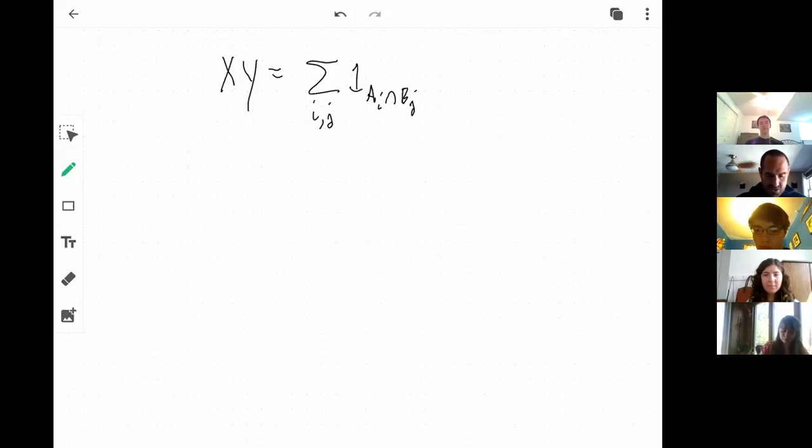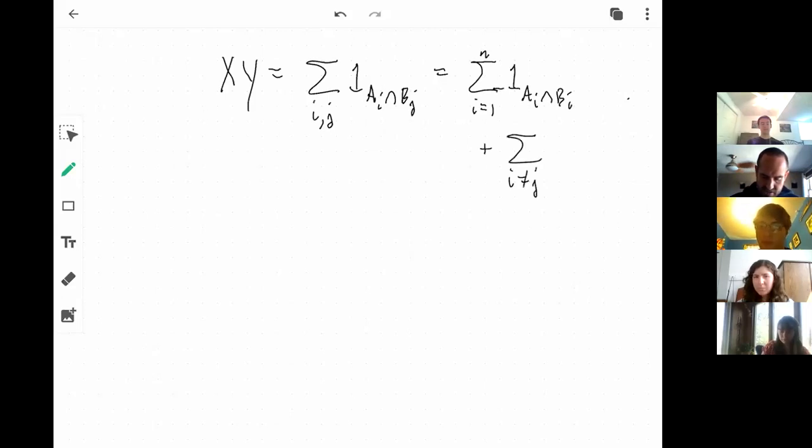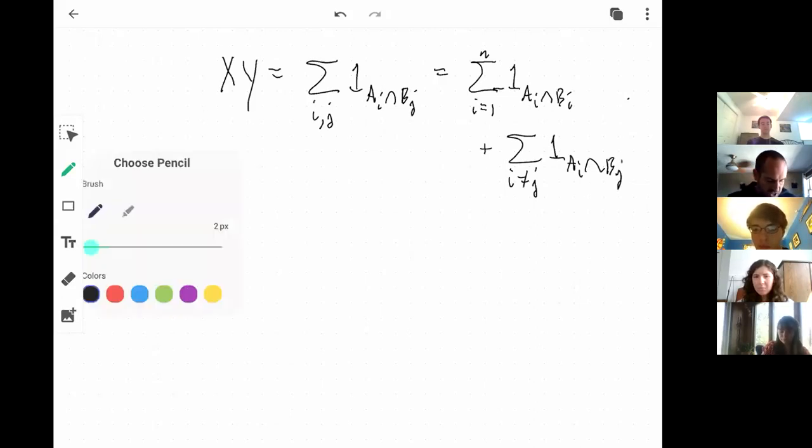Right. So let me rewrite this sum. I'll write it as the sum over all i going from 1 to n of the indicator of A_i intersected with B_i, plus the sum where i and j are different, the indicator of A_i and B_j. Okay. And what are you saying, Katie?